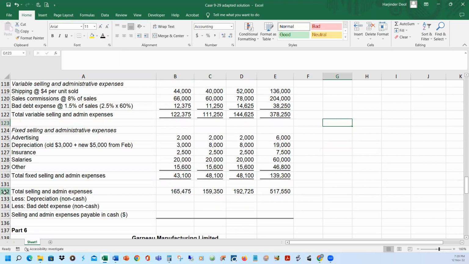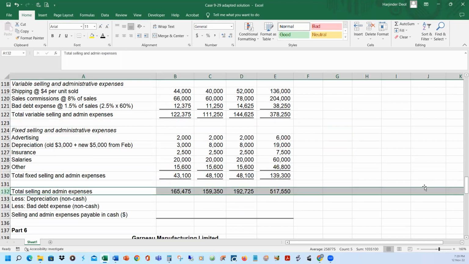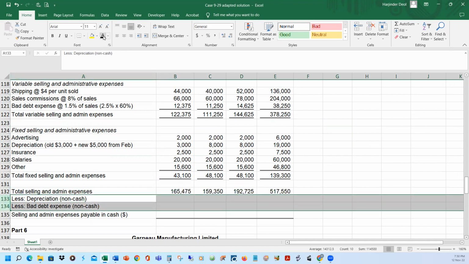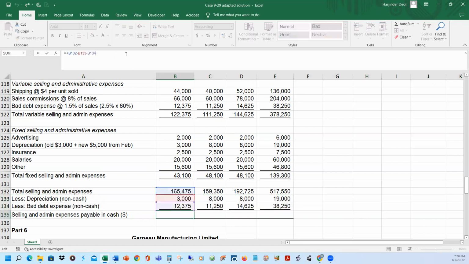Of course, this total selling and admin expense includes non-cash items. Depreciation is non-cash, so we'll subtract out the depreciation, but also keep in mind bad debt expense is non-cash. It is an expense item, but we don't really actually pay out of pocket for bad debt expenses. They simply represent the amounts that our debtors don't pay as promised. So subtract these non-cash items.